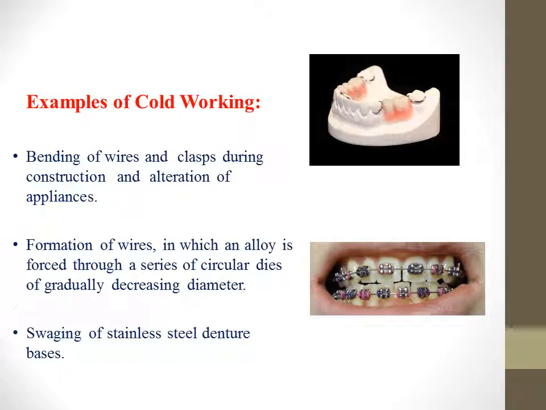Now, if you are asked about the examples of cold working, well, you have done it yourself and you'll be doing it as well. The bending of wires and clamps during the construction and alteration of appliances. If you can see from the picture, this is basically a picture of a partial denture, and these metallic round shape things are the clasps, and you'll be making these clasps in prosthetics as well as in our dental materials practical next week. You will be asked to make the C-shaped and S-shaped clasps.